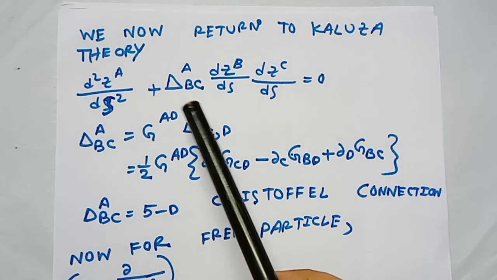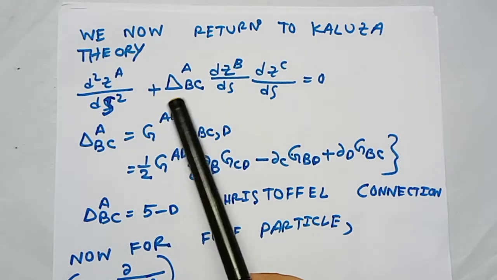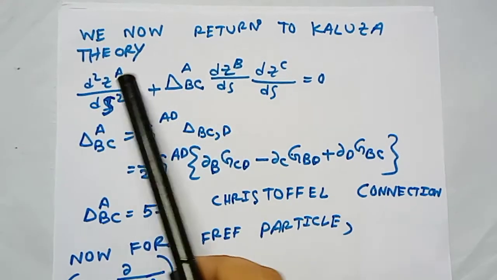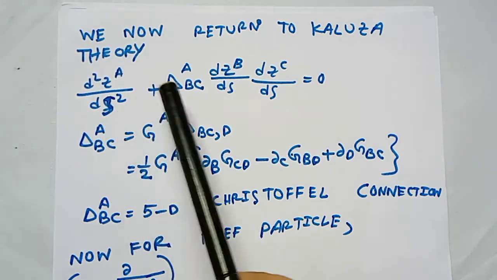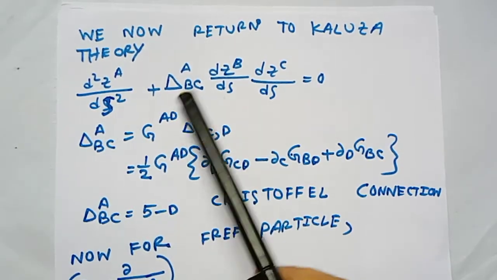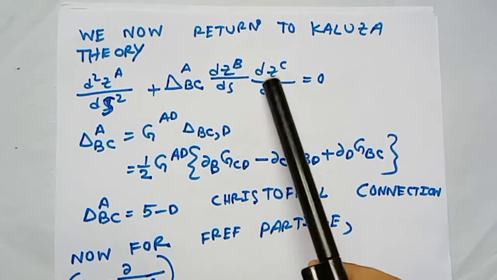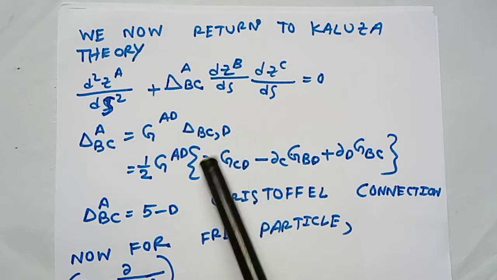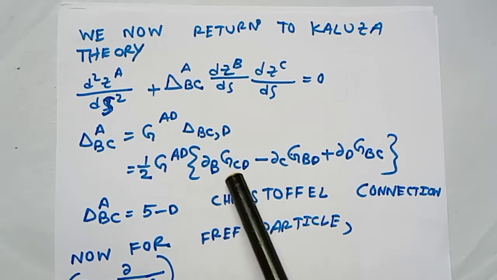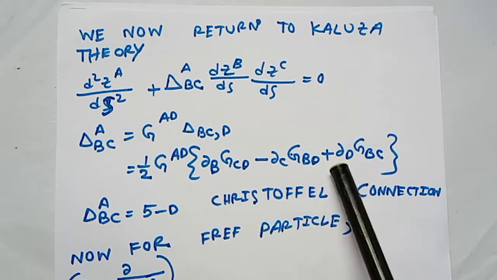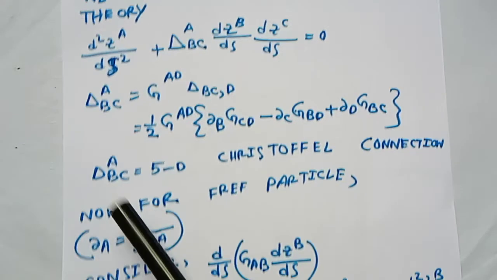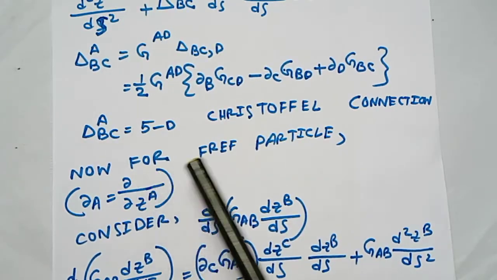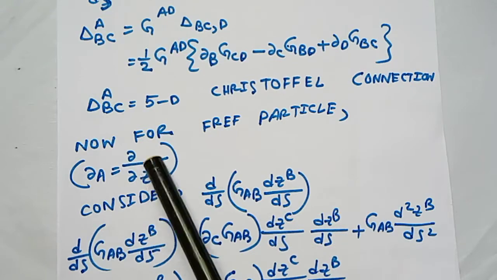The Christoffel symbol Γ in five dimensions is denoted as Δ, and z is the coordinate we know from earlier: d²z^a/ds² + Δ^a_bc (dz^b/ds)(dz^c/ds) = 0. This is the Christoffel symbol for five dimensions. Now Δ^a_bc = g^ad Δ_bc,d = ½ g^ad (∂_b g_cd − ∂_c g_bd + ∂_d g_bc). Now Δ^a_bc is the five-dimensional Christoffel connection. For the free particle, ∂_a = ∂/∂z^a.